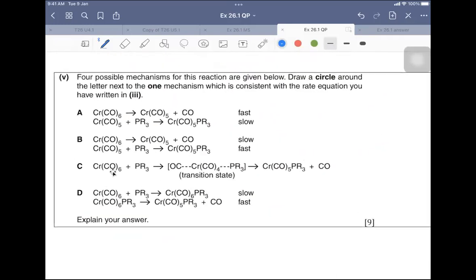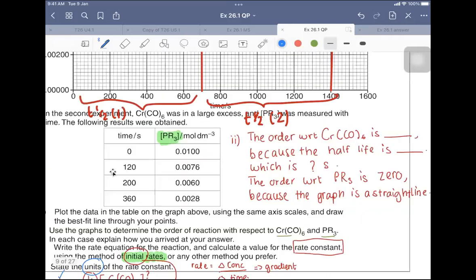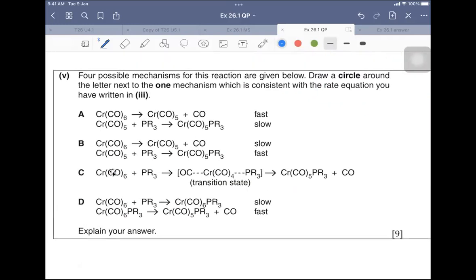Okay, the next question, 4. Possible mechanisms for this reaction are given below. Draw a circle around the letter next to the one mechanism which is consistent with the rate equation. Even though I didn't tell you what the order is, you can already tell that the PR3 is not in your slow step. Because PR3 is not in the rate equation, PR3 will not be in the slow step. So you just have to choose between A, B, C, and D.